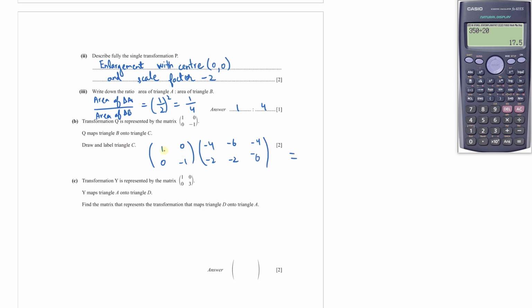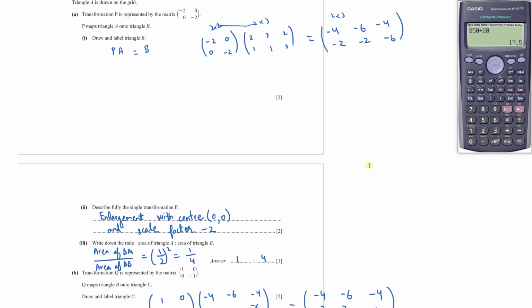So this row multiplied by this column will give me 1 multiplied by -4, then 0 multiplied by -2. Adding them together, -4. Similarly, this will be -6. 0 multiplied by -4 is 0, plus -1 times -2 will be +2. 0 times -6 is 0, plus -1 times -2 will again be +2. And then this will be +6: -1 times -6 plus 0 times -4. So these are the coordinates: (-4, 2), (-6, 2), and (-4, 6).